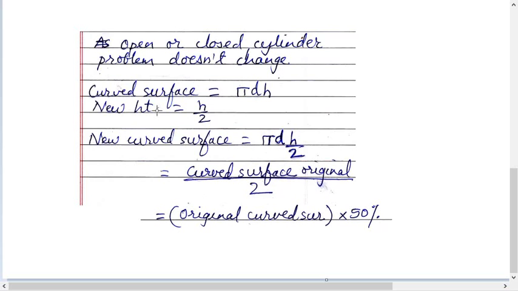Now new height, what have we done? We have halved it, means reduced it by half. So new curved surface area will be what? Pi d into h by 2, right? But pi d into h is what? Original curved surface area. So curved surface area original upon 2, right? So upon 2 means 50%, right? So that's the required answer.